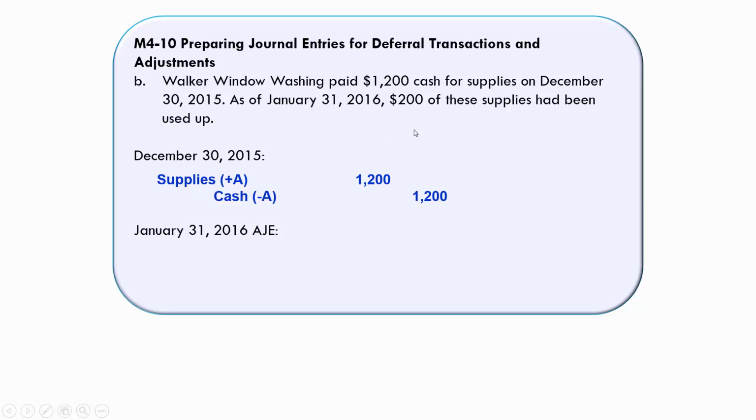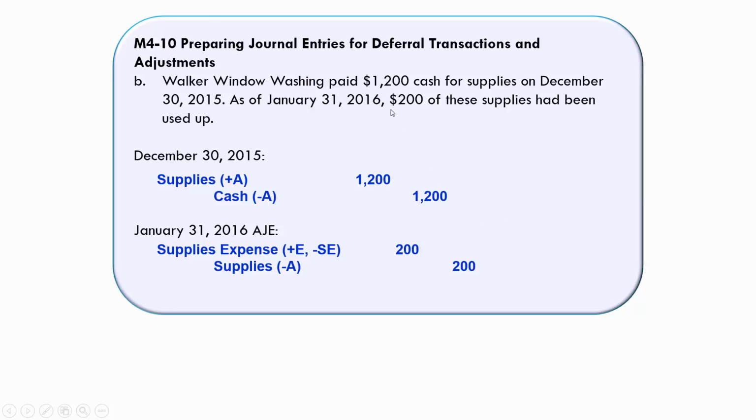Paid $1,200 cash for supplies on December 30th. On January 31st, 200 of the supplies had been used up, so the expense should be the $200. Now, if instead of saying that 200 of these supplies had been used up, we said there was 1,000 of these supplies remaining, it would have meant the same thing. We would have done the same journal entry. So you have to think about it, read very carefully here.